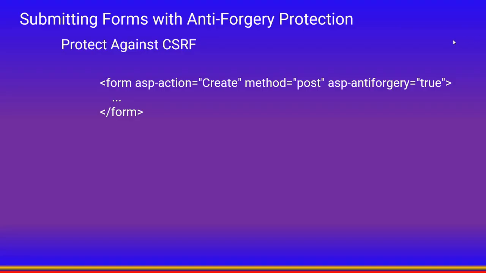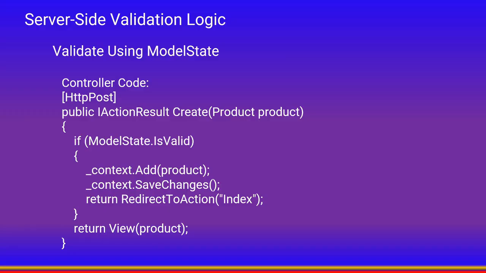Server-side validation acts as your final safeguard. Even if client-side scripts are bypassed, the server will validate all incoming data using the rules you defined. The ModelState.IsValid property checks whether all validations passed. If valid, we save the data. If not, we return the view with the errors. This ensures only valid data enters your database.